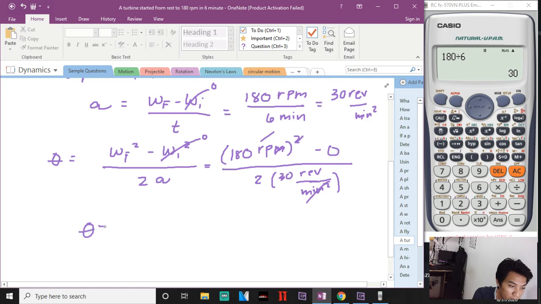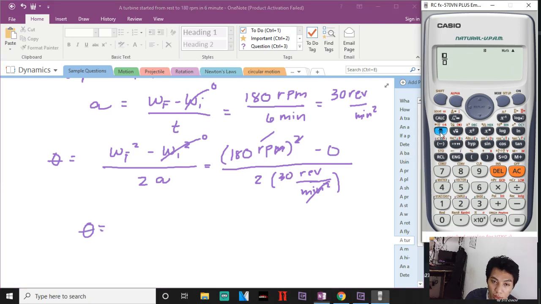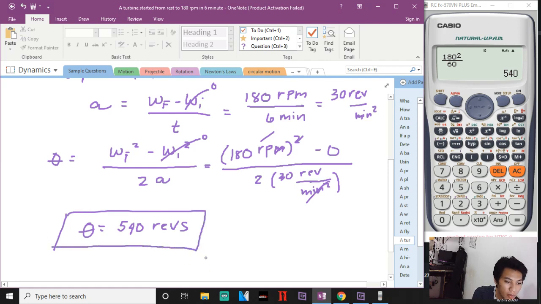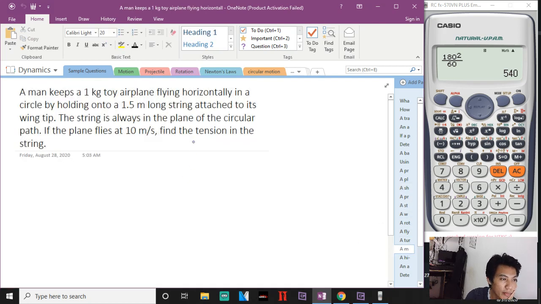Theta will be equal to 180 squared over 2 times 30 is 60. So, that is 540 revolutions. So, you have this for answer. Now, let's go with the other question. Tingnan natin kung nasaan na tayo.